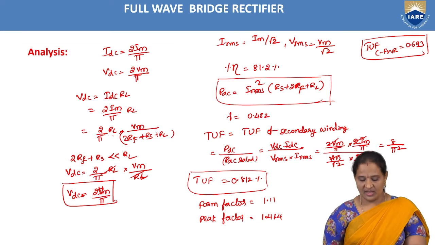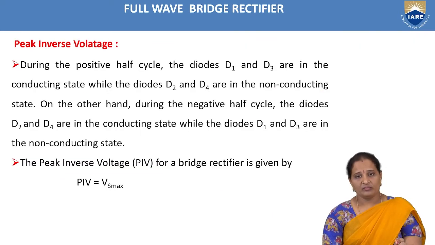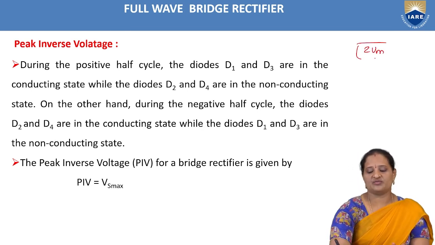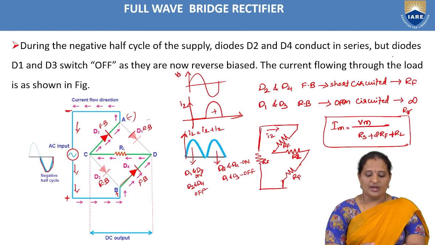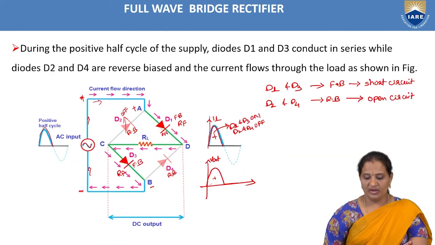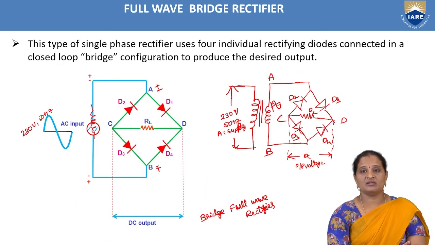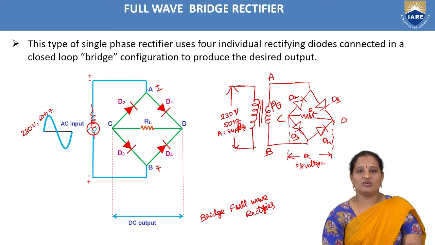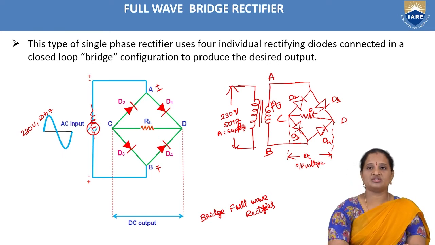And one more difference that we can observe here is the peak inverse voltage. What happens to the peak inverse voltage? In case of the center tap full wave rectifier, the peak inverse voltage was 2 Vm. That was a drawback, which we are overcoming here. Why? Because this is a bridge rectifier circuit, in which we don't find any tapping at the center of the secondary winding. That means the secondary winding is not divided. We are just connecting 4 diodes to the secondary winding of the transformer in bridge configuration.